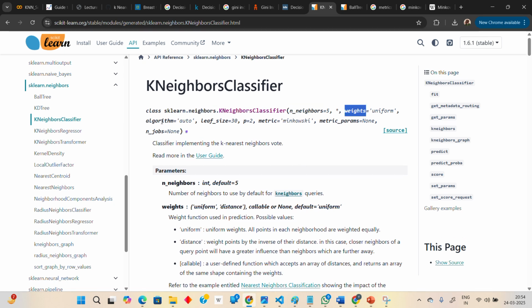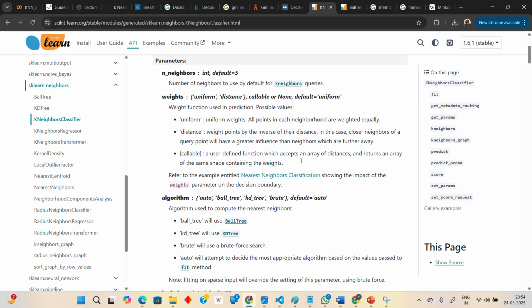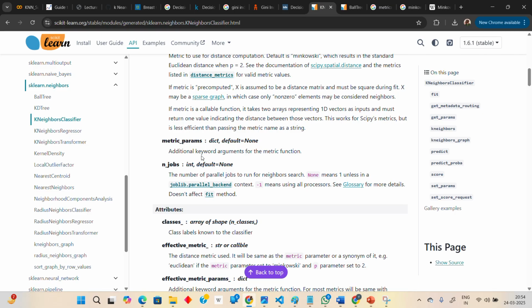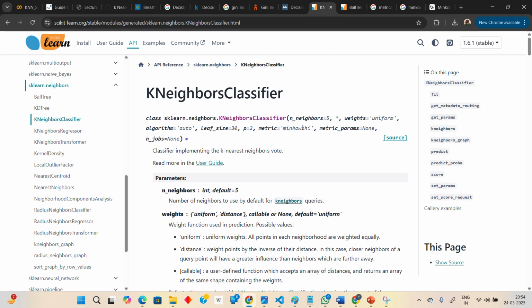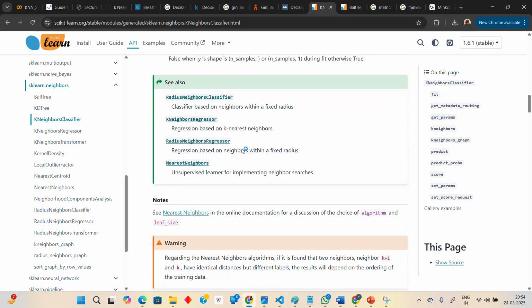What exactly is this weights? What is this algorithm? What is this leaf size? And again, metric parameters, by default it is none. But if you need metric parameters, it is very easy; it is an additional metric parameter. And n jobs: minus 1 means we are using all processors. These are all by default anyway. We are not going to change much. Only these two things we alter a lot of times.